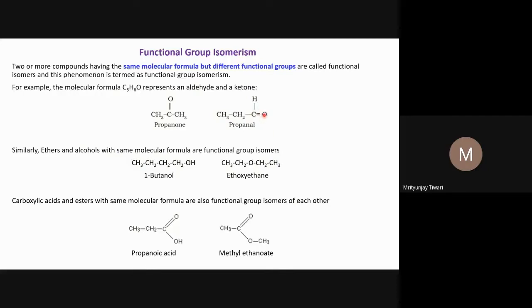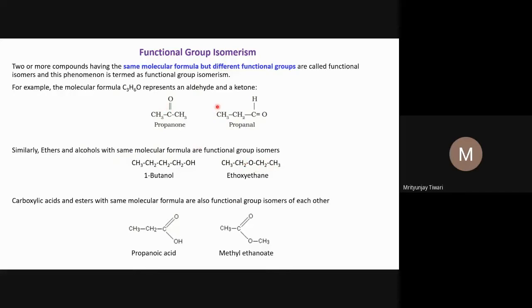And why are there different functional groups? Same molecular formula, functional group isomers. Similarly, ethers and alcohols with the same molecular formula are functional group isomers. These are two compounds with the same molecular formula. This is alcohol, as you know, with the OH, and this is the ether. In the alcohol, oxygen is attached to one alkyl group on one side and one hydrogen atom on the other side. In ethers, oxygen is attached to two alkyl groups, one on each side.